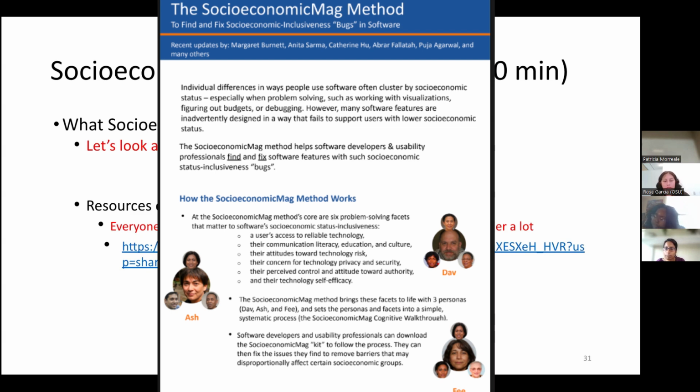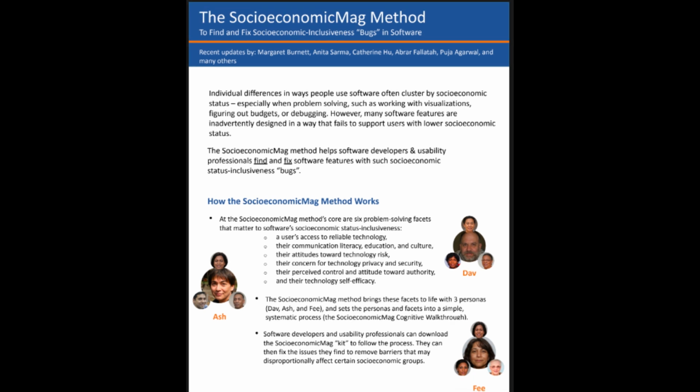However, many software features are inadvertently designed in a way that does not support people at one end of the socioeconomic spectrum or the other, and usually the end that is not getting thought about is the lower end of the socioeconomic spectrum, and we want to be inclusive to everybody. It makes good sense, not only from a fairness perspective, but also when our students graduate, from a market share perspective. I mean, there's just no reason not to.